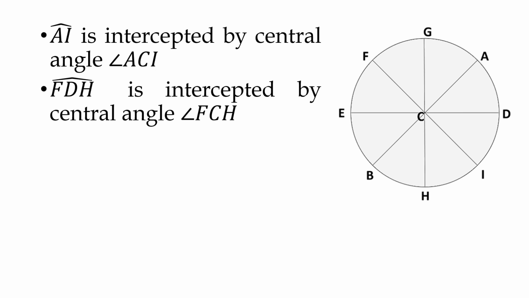We see arc AI is intercepted by central angle ACI. But as you can see, angle ACI here is a central angle. Then it is intercepted by arc AI, which is categorized as a minor arc, right?